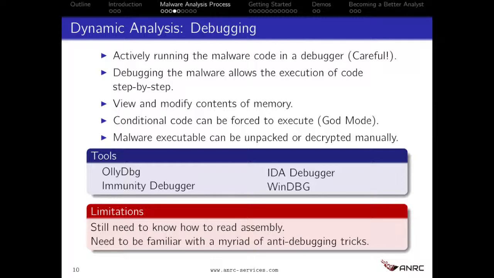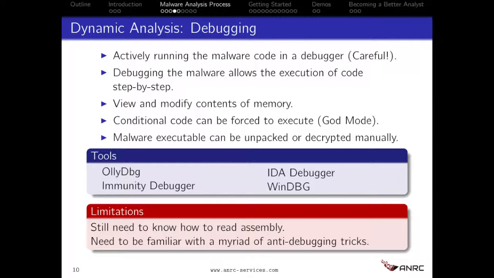Because if you just run the malware straight, it's just going to go down one code path. So if you want to see how some other things work, you can just flip a bit, go down this other branch, and see what's going on. Also, debugging helps you to unpack and decrypt malware manually. So you have a few debuggers you can use.